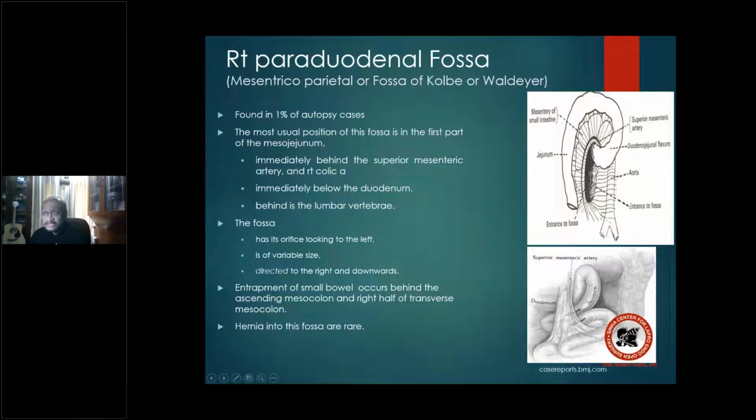See this jejunum? That's the jejunum, right? And you reflect it to the right. When you reflect it to the right, then you find under the mesentery this opening of the fossa, immediately behind the superior mesenteric artery. Now, what is important about this? As opposed to the left paraduodenal, where you have the inferior mesenteric vein and the ascending branch of the left colic, here you have the whole superior mesenteric artery lying in the free fold.